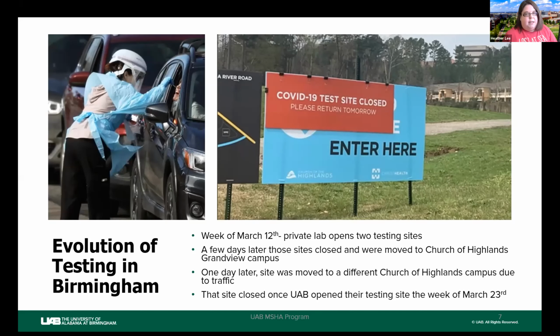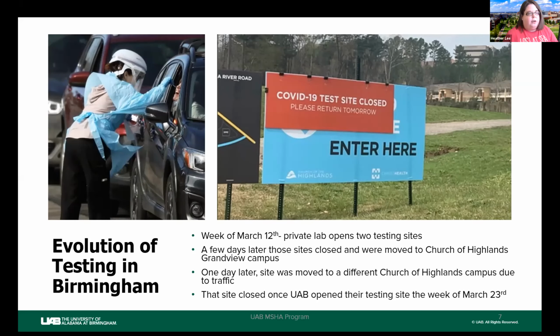Within a few days, Christ Health, which is an FQHC in Birmingham, and Church of the Highlands, one of these huge megachurches with a number of sites around Birmingham, came forward and said they wanted to partner with this private lab. I think the lab's name is Quality Assurance. They closed their 2 sites down and instead moved to the Grandview campus.